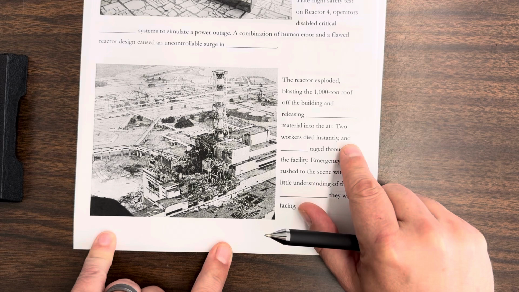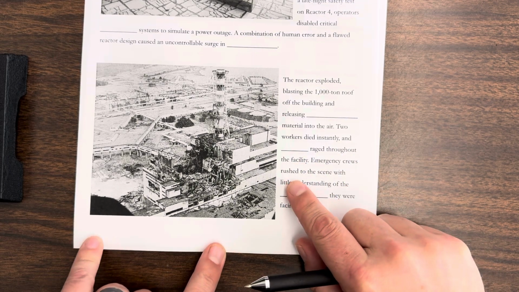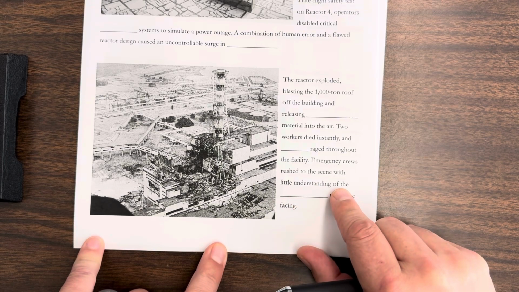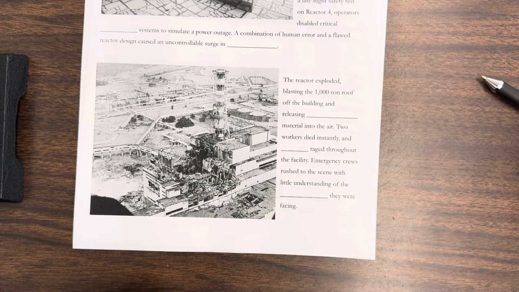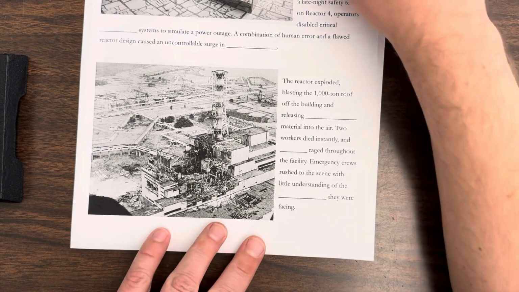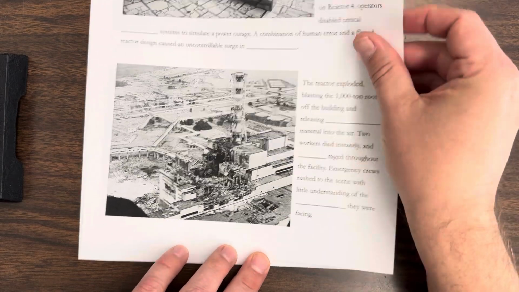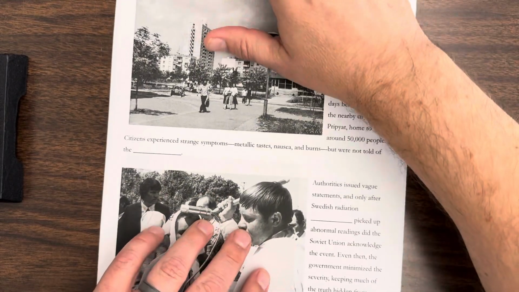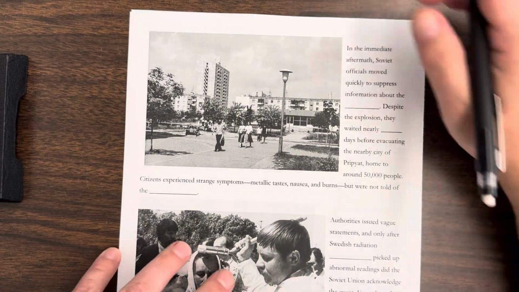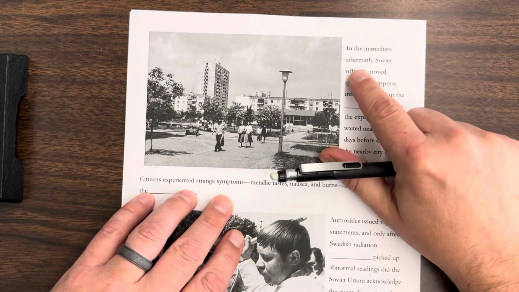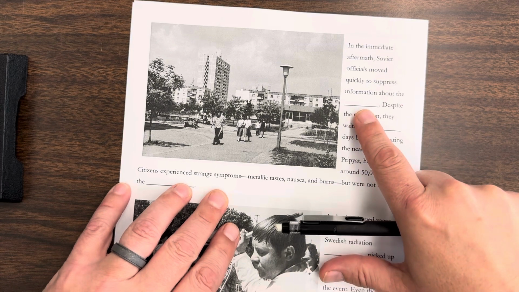2 workers died instantly, and fires raged throughout the facility. Emergency crews rushed to the scene with little understanding of the radiation they were facing. So there wasn't a lot of good communication, but something had to be done, right? This was definitely an active disaster. Now, the Chernobyl power plant is near a moderately sized city. In the immediate aftermath, Soviet officials moved quickly to suppress information about the accident.